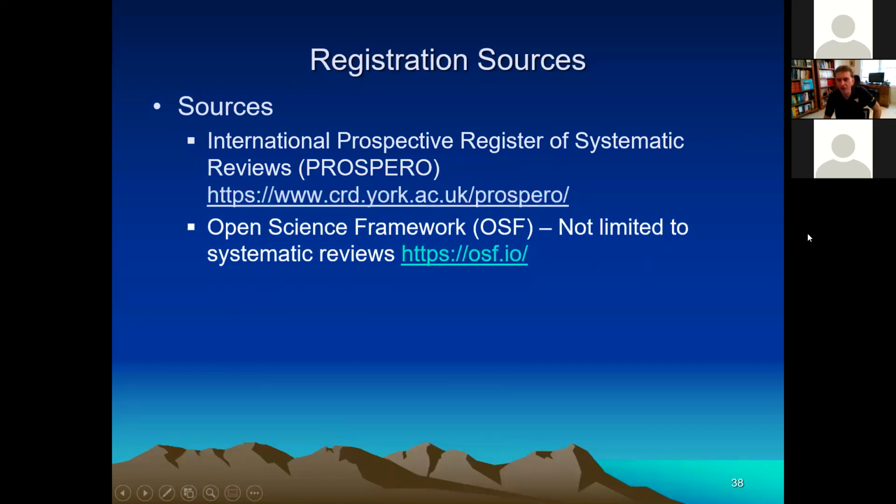However, there are also other places to register your protocol. One of the readings that I sent you is a recent protocol for a systematic review on acute exercise in bone markers that I'm a co-author on, but not the lead author. And that's registered on the Open Science Framework.